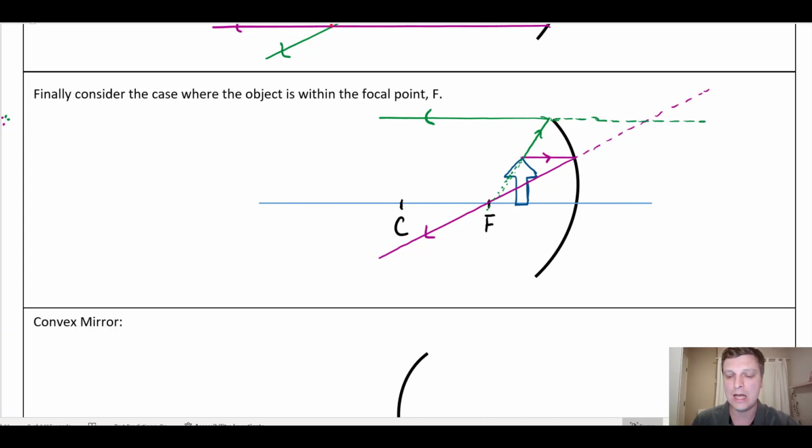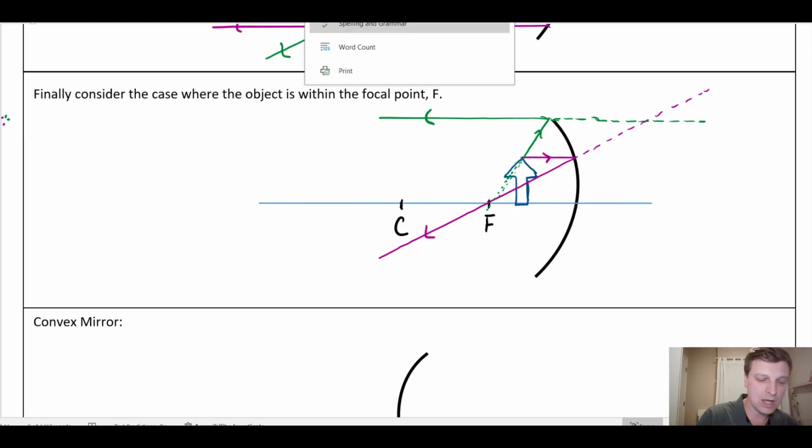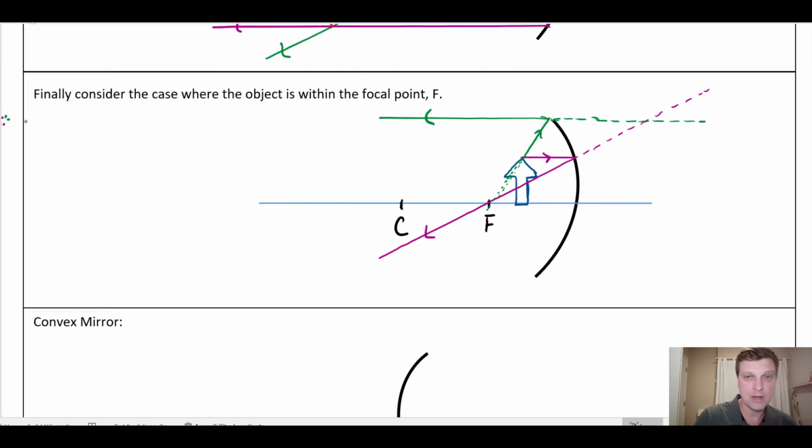Well, those lines cross, but they cross behind the mirror. Well, that's okay, because that's the rule we needed to follow: where the lines cross, that's where my image is formed. So the top of my object is right there, and the bottom of my object is right here on the principal axis, and now I just need to fill in the blanks. And so it's going to look like this.